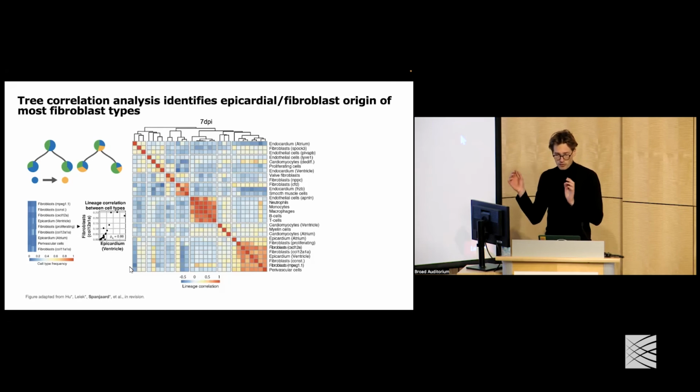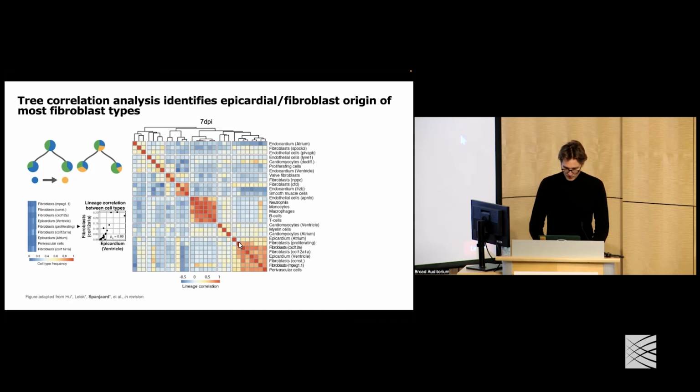They did this for all combinations of the different cell types they have at 7 days post-injury, and used hierarchical clustering of this heat map to learn something about lineage origin. So reassuringly, all the immune cells cluster together here, which makes sense because they actually have a shared lineage origin.